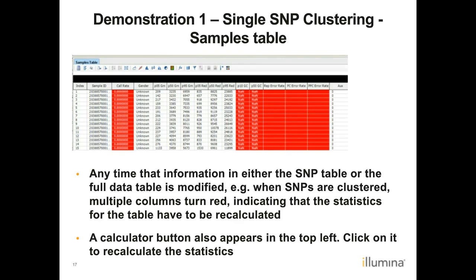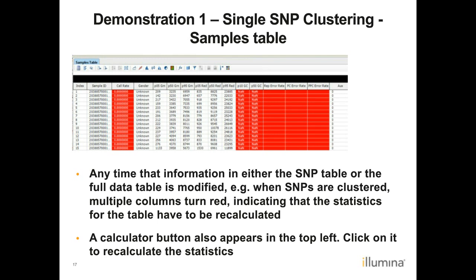Let's move on to the samples table in the project after clustering. Anytime that information in either the SNP table or the full data table has been modified, when SNPs, for example, are clustered or if the clustering has been changed, multiple columns in the samples table will turn red, indicating that the statistics for the table have to be recalculated.